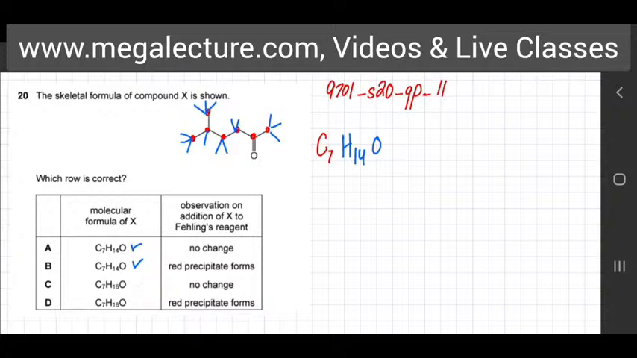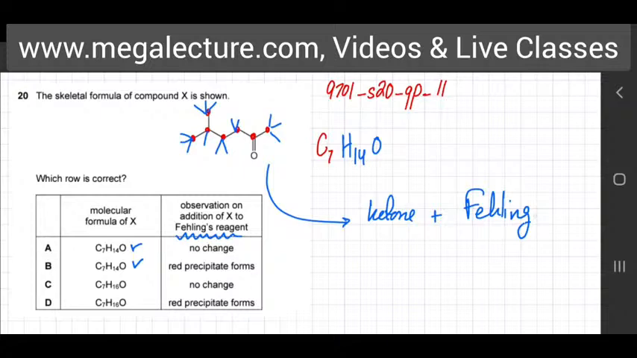The next thing is that they're asking you about the Fehling's reagent, whether there will be a color change or not. So the first thing we're going to do is ask what the Fehling's reagent is. Now I'm also going to identify what this molecule is. If you look at this molecule, it's a C double bond O in the middle. That's a ketone. So this one over here is a ketone. And we're going to try and figure out what will happen if there is a ketone and a Fehling's reagent.